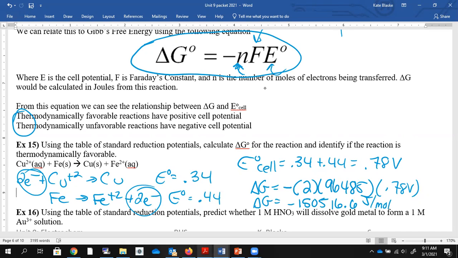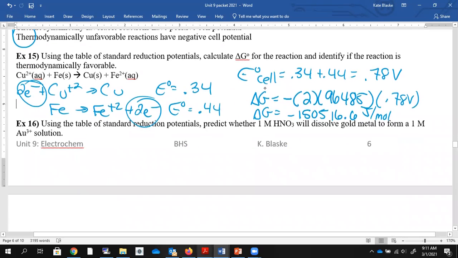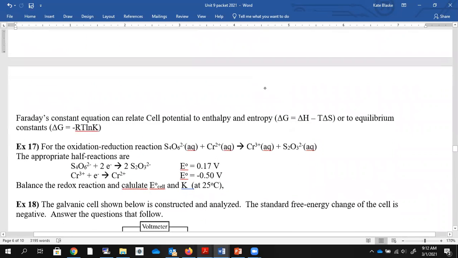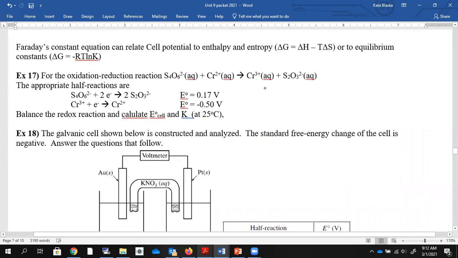We could convert that into kilojoules. It'd be negative 150.5 kilojoules per mole. Now, if we had an equation, for example, if we look at number 17, where I've got between these two half reactions, I've got 2 electrons in one half reaction and 1 electron in the other.